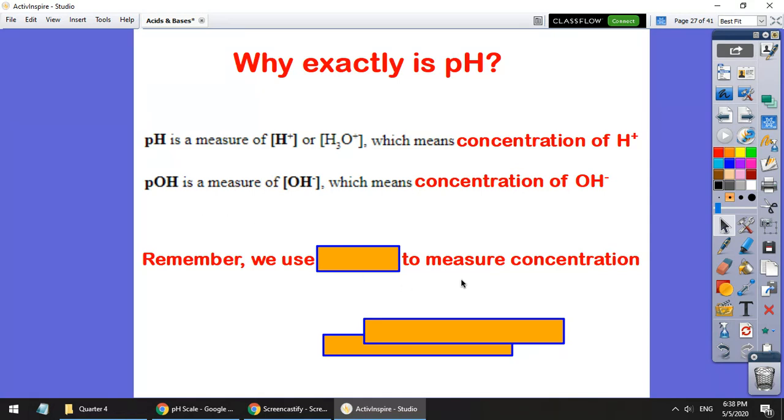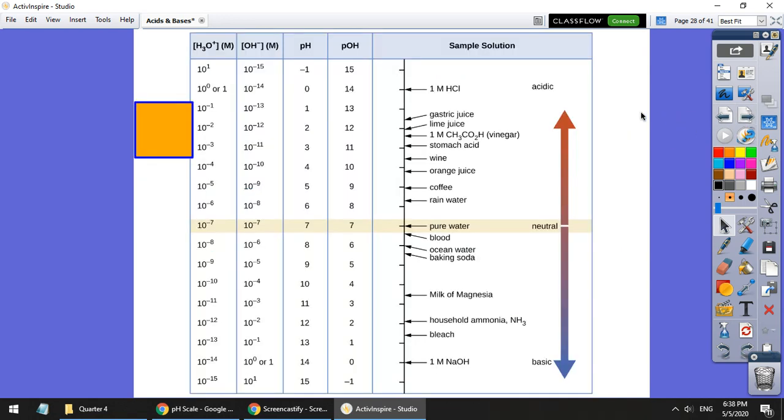Okay, one more note before we move on to the next slide. When we use concentration in chemistry, how do we measure it? Well, usually we use our old friend molarity. We measure concentration with molarity. Molarity is moles divided by liters.